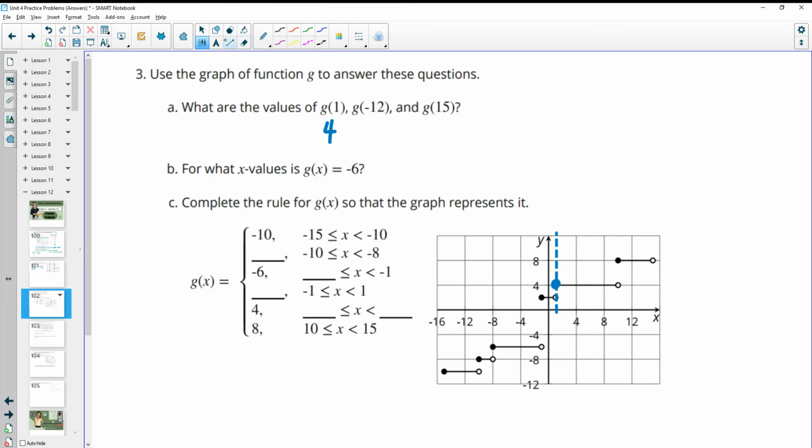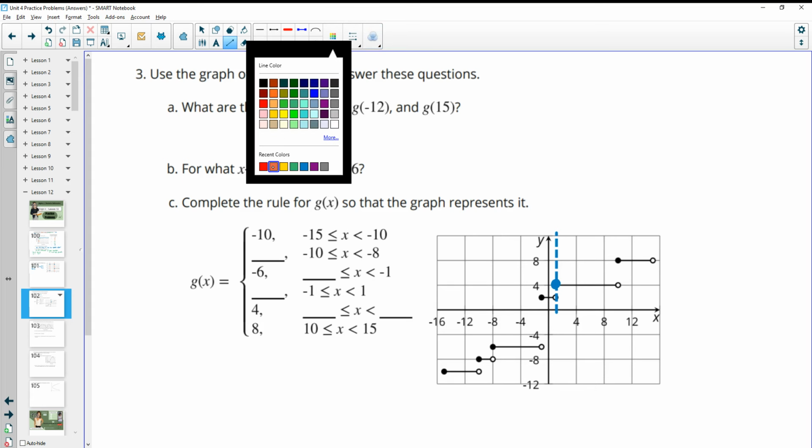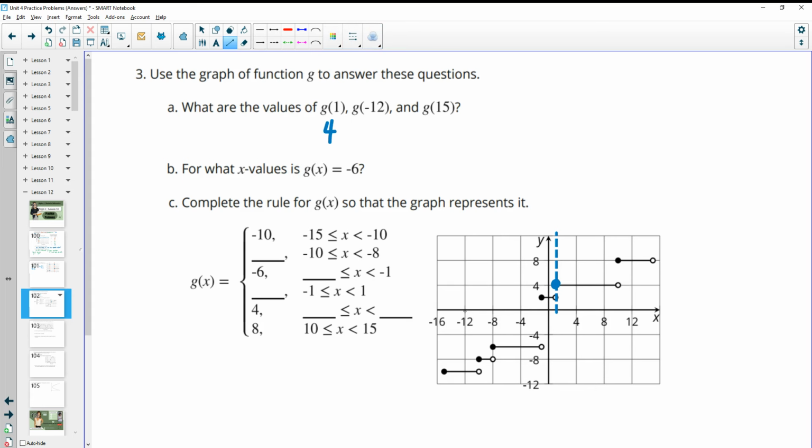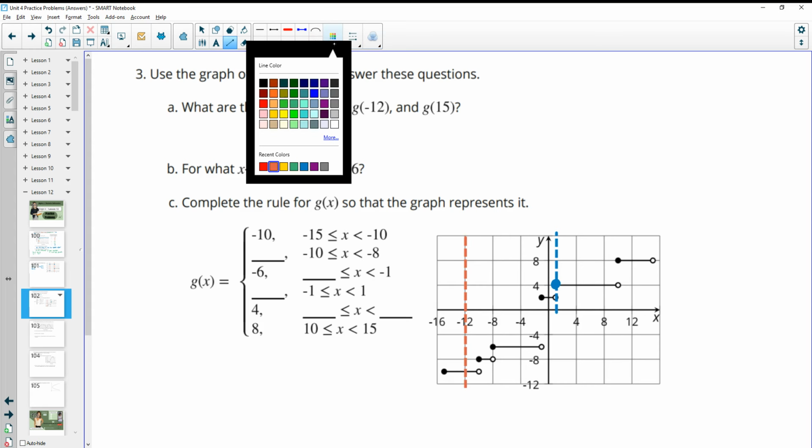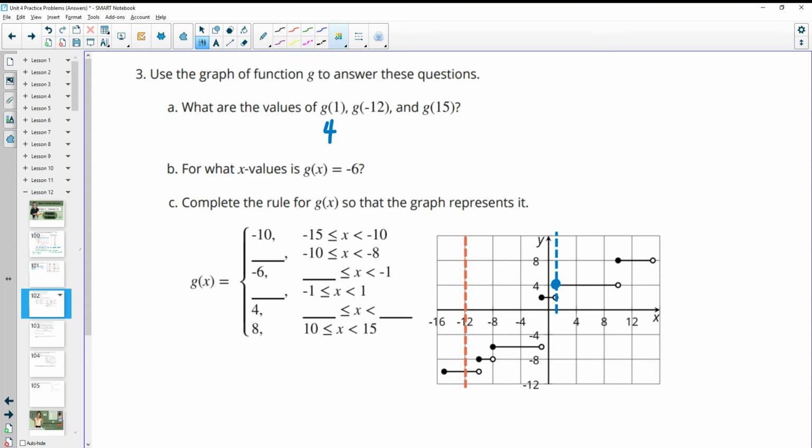g of negative 12. So if we look at negative 12, so here's negative 12. So what is the output, or where does the actual graph intersect with that negative 12 line? And that's right here at about negative 10.